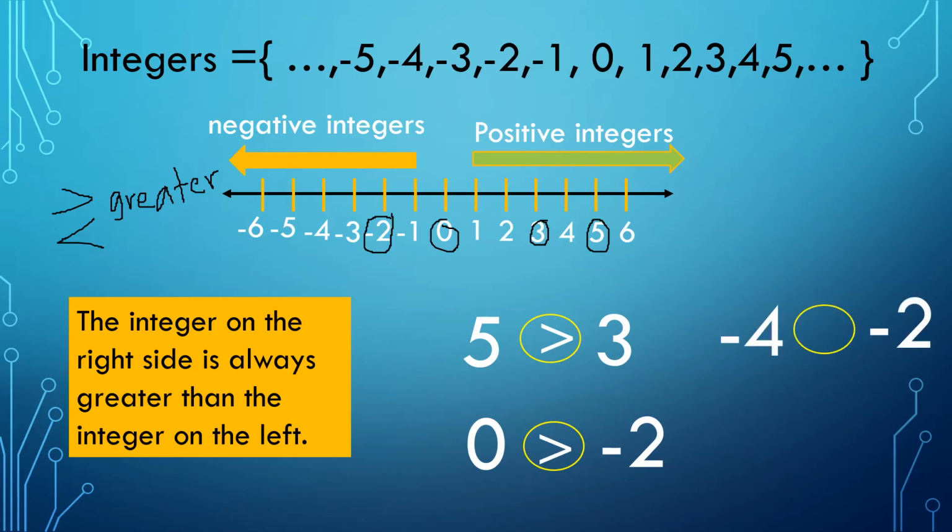Negative 4 and negative 2. Okay, so negative 2 is here, negative 4 is here. Who is on the right? Negative 2. It means negative 2 is greater. So here, negative 4 is less than negative 2. How about negative 3 and negative 5? So negative 3 is here, negative 5 is here, which means that negative 3 is greater than negative 5 because negative 3 is on the right side.